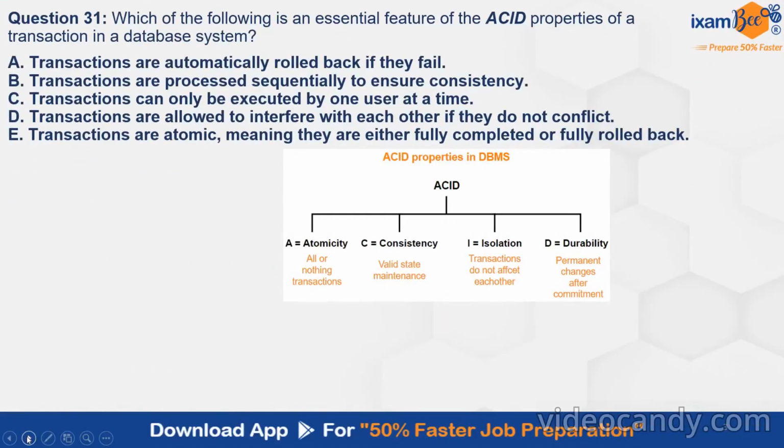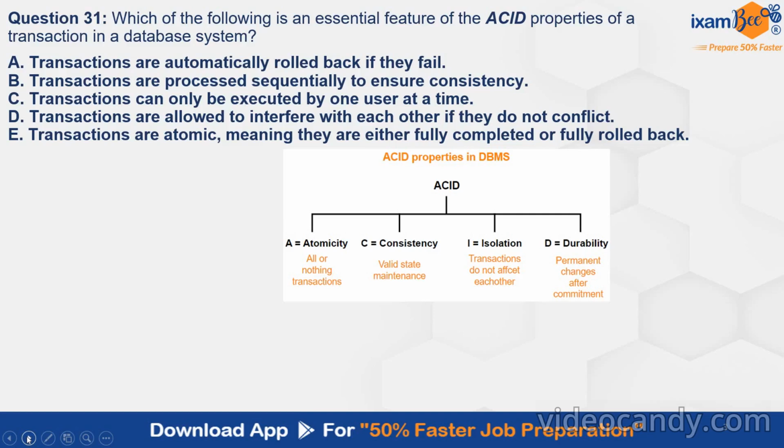Question 31. Which of the following is an essential feature of the ACID properties of a transaction in a database system? Option A. Transactions are automatically rolled back if they fail. B. Transactions are processed sequentially to ensure consistency. C. Transactions can only be executed by one user at a time. D. Transactions are allowed to interfere with each other, they do not conflict.